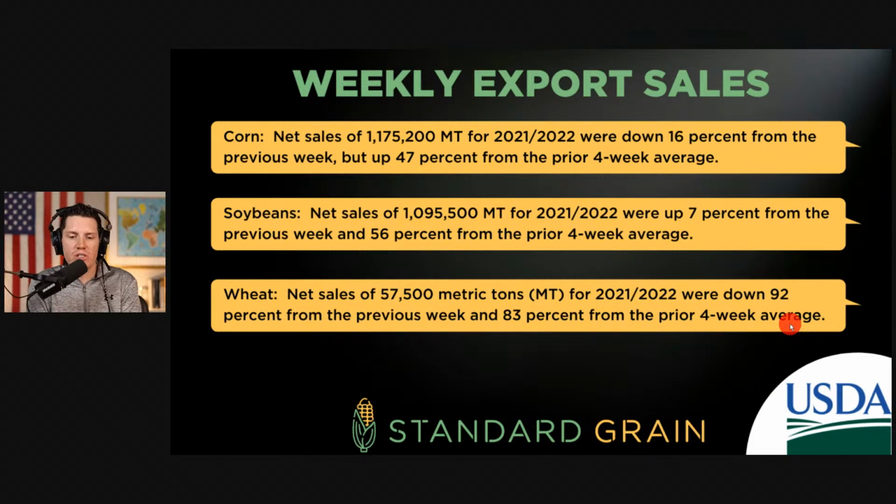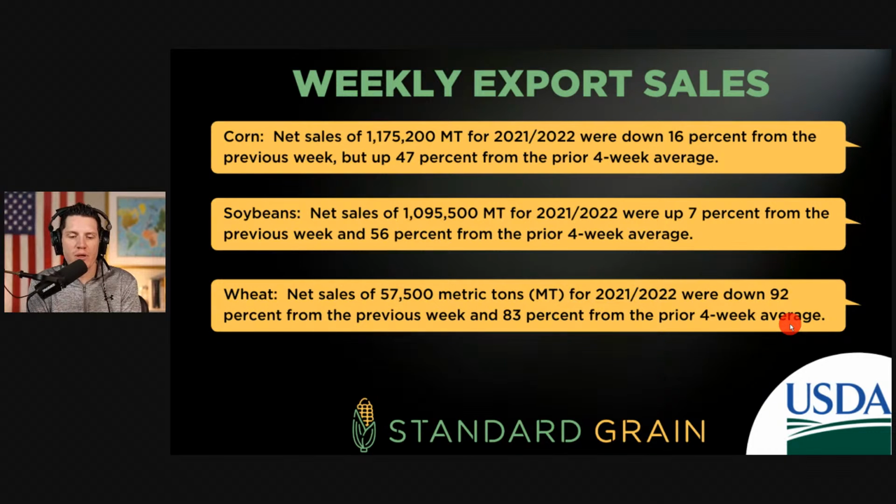Now, versus last year, the pace of export sales of all three crops continue to struggle. Accumulated sales of corn for the current marketing year are down 20% versus the same period last year. Soybean sales are down 23% versus the same period last year, and wheat sales are down 23% versus the same period last year.